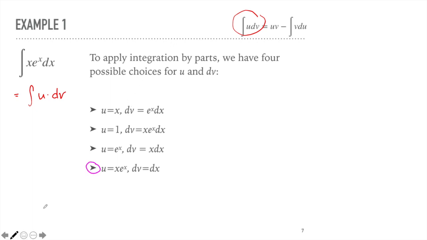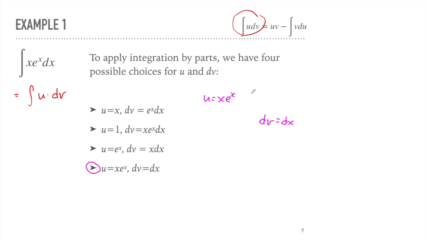Ito yung 4 na yon. So, tatry muna natin tong assignment na to. Yung u natin x e to the x, yung dv natin dx. So, sulat natin. Sinusulat ko siyang ganito para yung first column, siya yung mga u, yung second column, siya yung mga v.